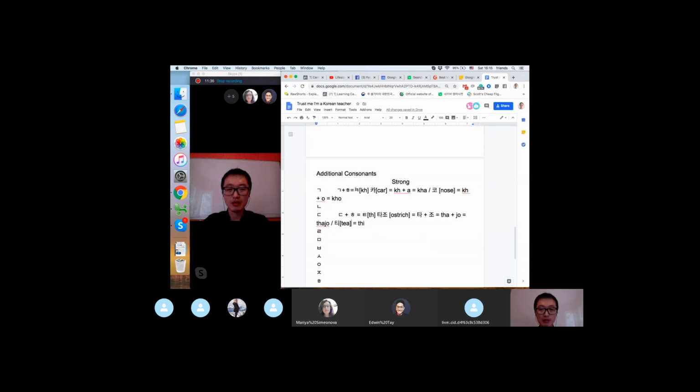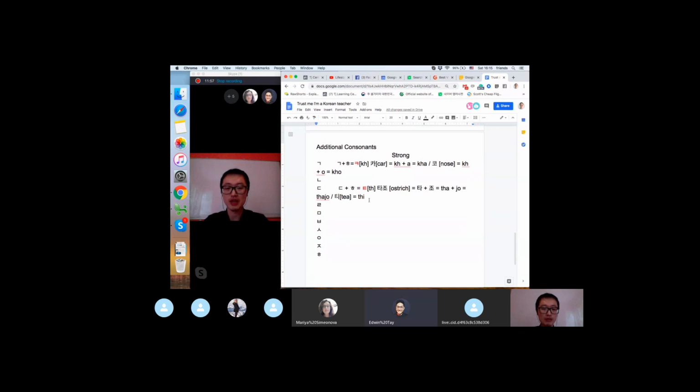So the strong consonant of giyeok is k, and the strong consonant of digeut is t. Nieun doesn't have a strong consonant. Mieum also has no strong consonant, but pieup has a strong consonant. Let me write it. As I said, every strong consonant must have the h sound.